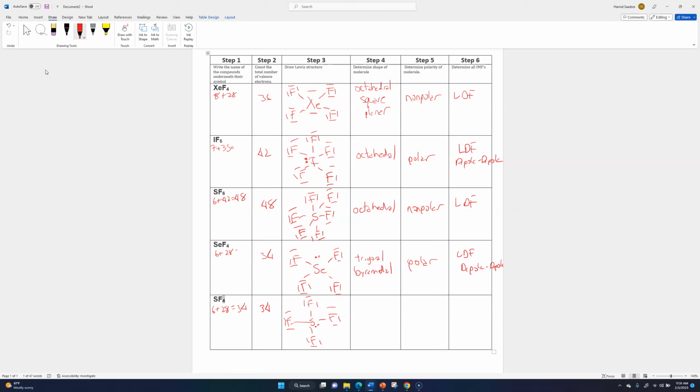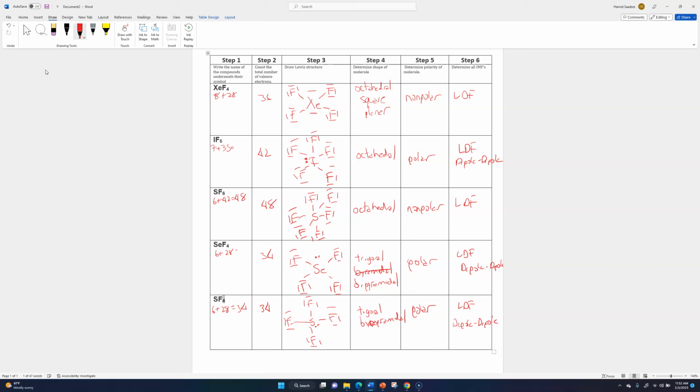So 5 domains again, trigonal bipyramidal. I spelled that wrong, butchered that. So 5 domains, trigonal bipyramidal. Polarity, this is going to be polar. And you have LDF as your first one. And because you have a lone pair off the middle and it's polar, you also have dipole, right?